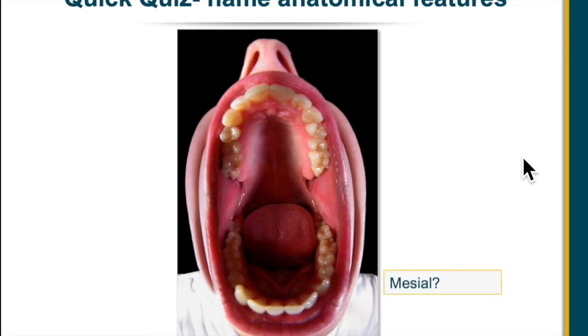Where are the mesial surfaces of the teeth? If I put my pointer here, which tooth is that the mesial of? What's the mesial of both of those teeth? Here, the mesial is here, and it's the distal of that tooth. So distal of 8, mesial of 7. Distal of 7, mesial of 6. Distal of 6, mesial of 5.